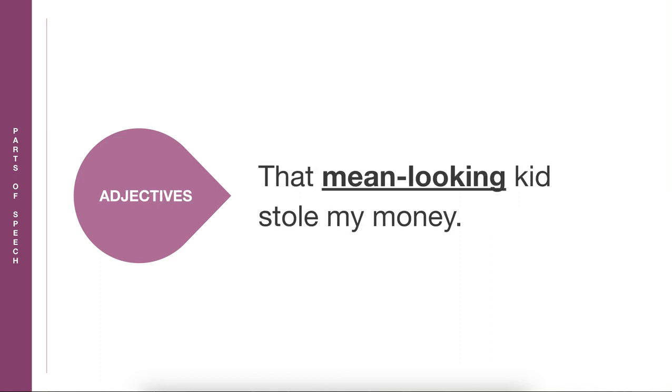On to the last category, though, we have adjectives. Adjectives are words that describe nouns. So let's look at this one. That mean-looking kid stole my money. Mean-looking describes the kid. A kid is a noun. It's a thing. It's a person. Mean-looking is what's describing that noun. And because we are describing a noun, we know it's an adjective.